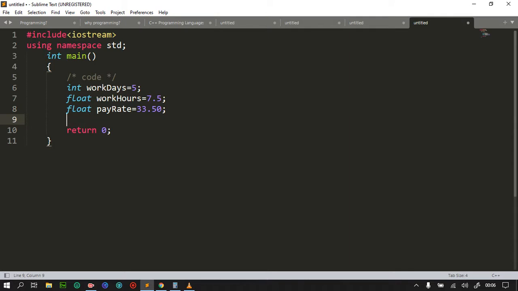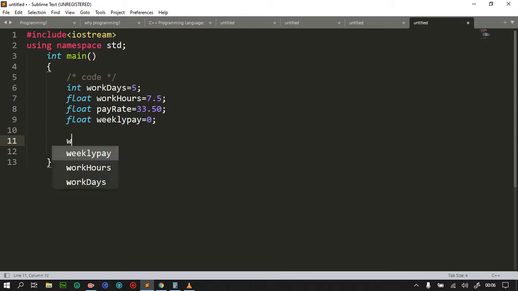Then we have what we call the weekly pay. So basically that is the gross pay that we are going to look for, and it has been initialized to 0 since it's what we are looking for. So what is going to happen? Weekly pay is going to be assigned work days times work hours. Don't worry about this.